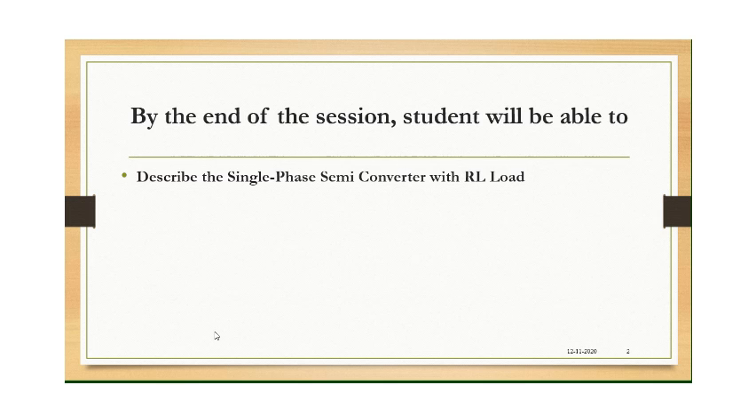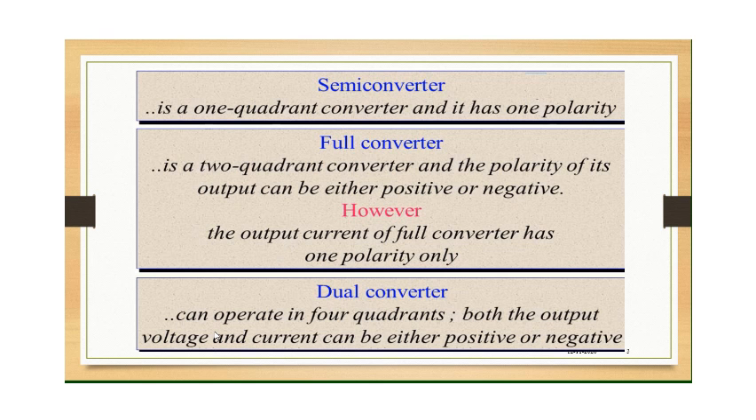So these phase converters can be broadly classified into two types, single phase converters and three phase converters, okay? And each type can be subdivided as first semi converter, second full converter, and third dual converter. If you can recall, we have already discussed full converter and dual converter, where you know that a full converter is a two-quadrant converter and the polarity of its output voltage can be positive or negative. However, the output current of the full converter has only one polarity, mind it, yes?